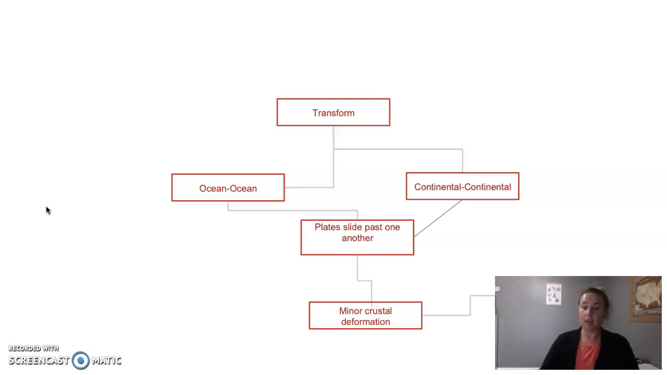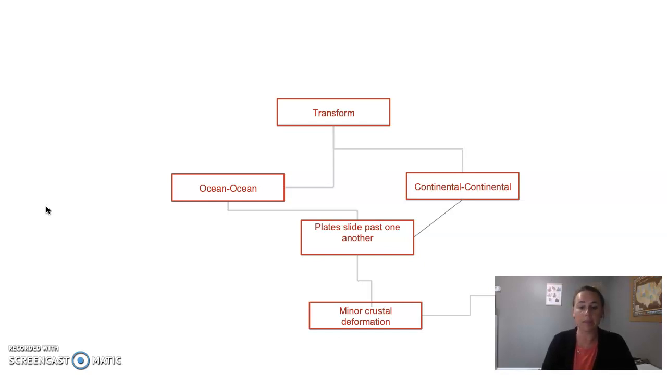The other type of plate boundary we have is transform boundaries. You could have either oceanic crust meeting oceanic crust, or continental meeting continental crust. The idea behind a transform plate boundary is you don't really have collision or subduction. What you have are two plates that are sliding past one another, and the result of that is some minor crustal deformation.